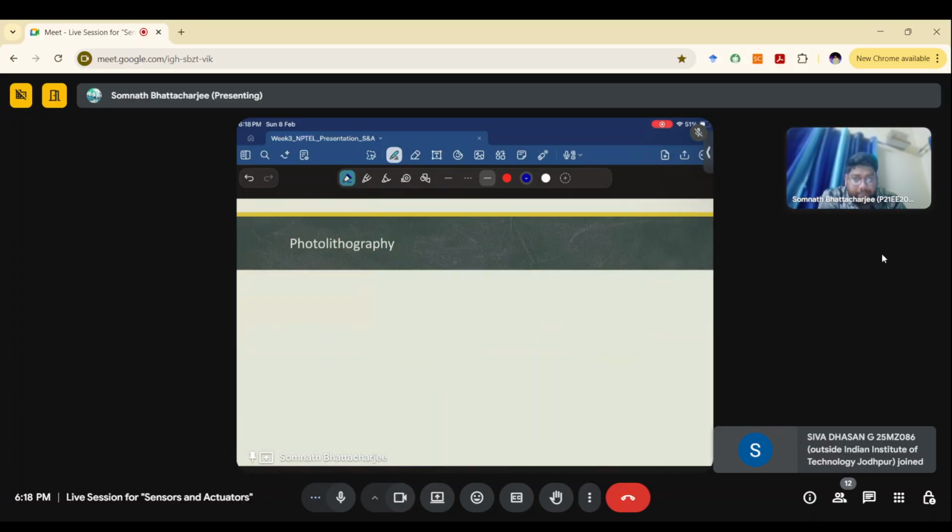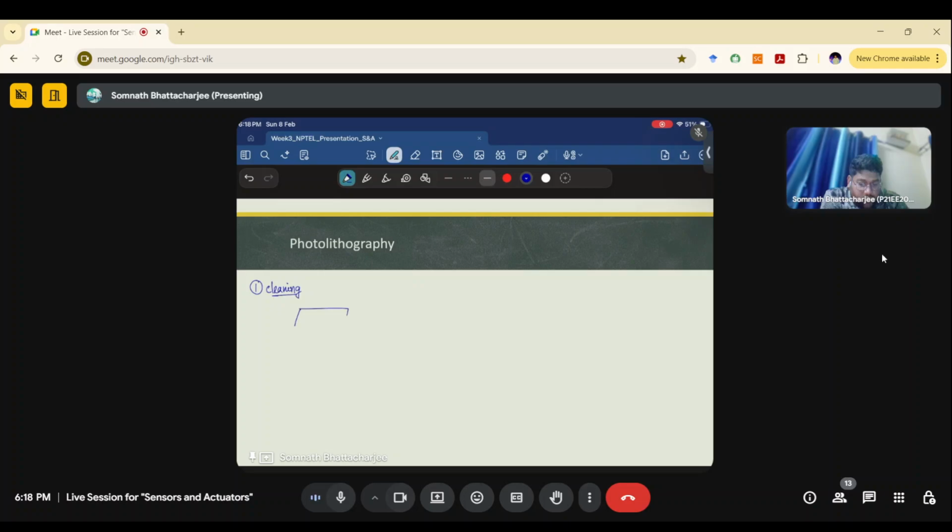So the first thing is that in photolithography, the first step is cleaning. You will have a sample, and you need to clean it first. So let's say you have a sample like this. There are several kinds of cleaning techniques. For normal conventional electronic things, there is something called RCA1, RCA2, piranha cleaning. These are different types of cleaning techniques we usually use to remove any kind of contaminant on the surface of the substrate.